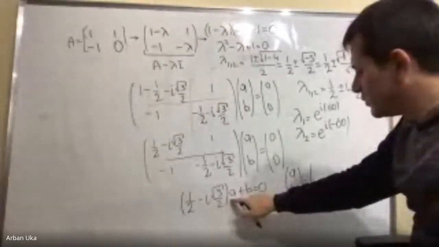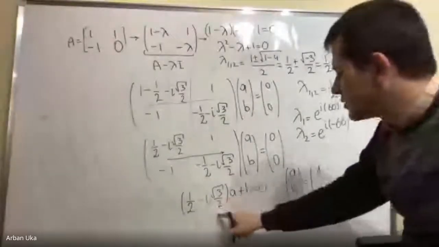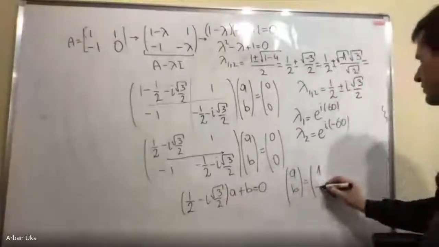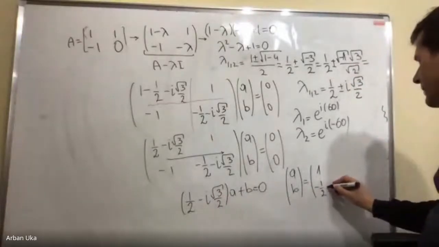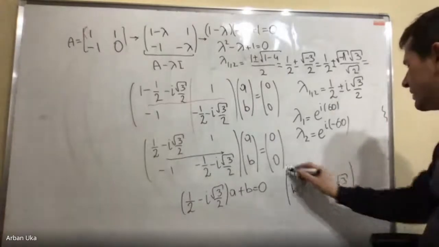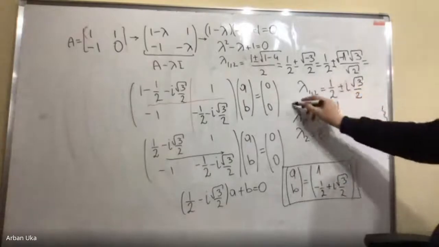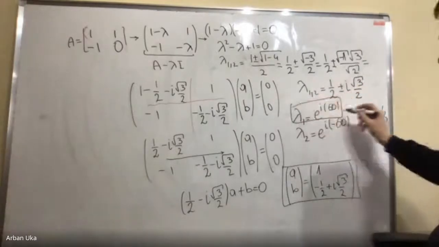Let's set A equal to 1. If we set A equal to 1, what is B? B is going to be the negative of this number. It's going to be minus 1 over 2 plus i times square root of 3 over 2. That's good. Done. So this is the eigenvector of the first eigenvalue. This is the eigenvector of this eigenvalue.